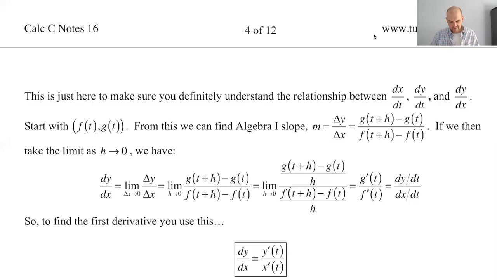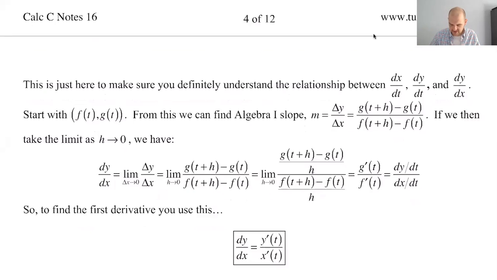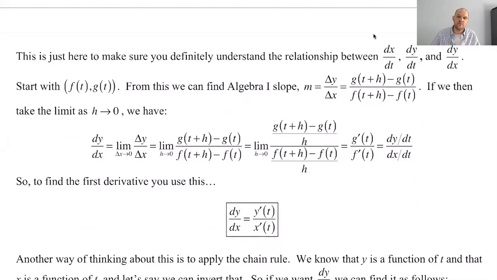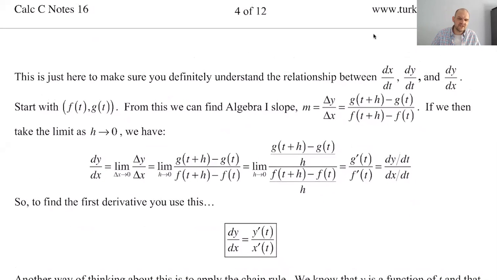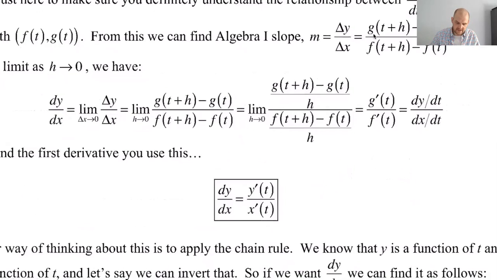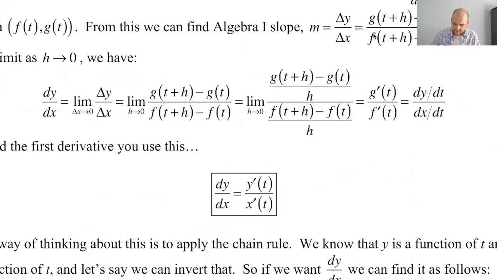All right, we're back. We're going to be on page 5 of note 16 of Calc C, talking about parametric equations. The top of this page really just gives a slightly more formal, limit definition approach to finding dy/dx. But we've already talked about how, via the chain rule, dy/dx is actually just dy/dt over dx/dt, an abbreviated, really convenient way of writing that because there's all those dt's hanging around. It's y prime over x prime.